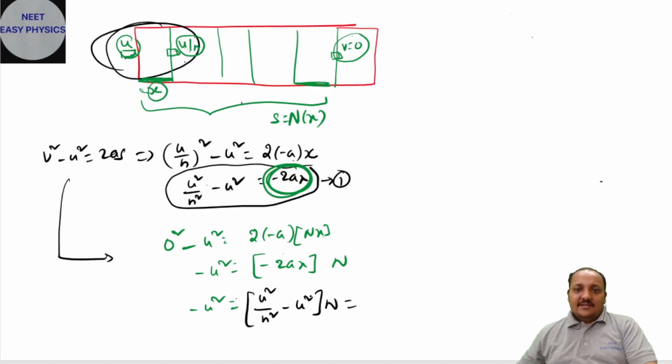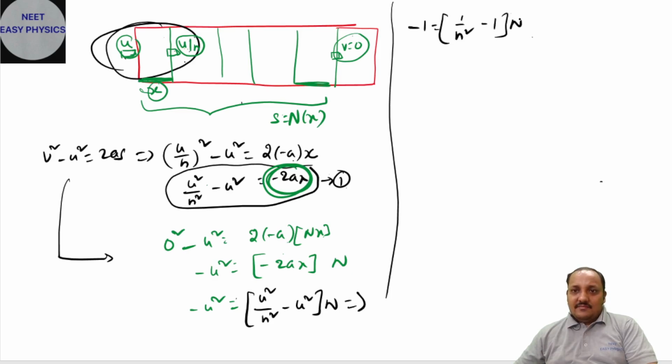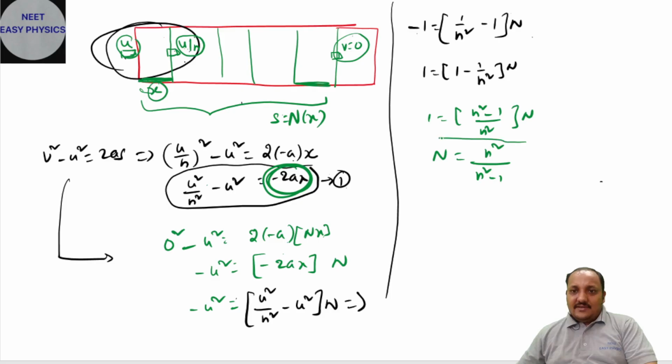So minus u square equal to u square by n square minus u square, into capital N. Now if you cancel u square from both sides, what will be remaining? Minus 1 equals (1 by n square minus 1) into N. Then capital N is equal to n square by n square minus 1. Capital N is the number of lengths.